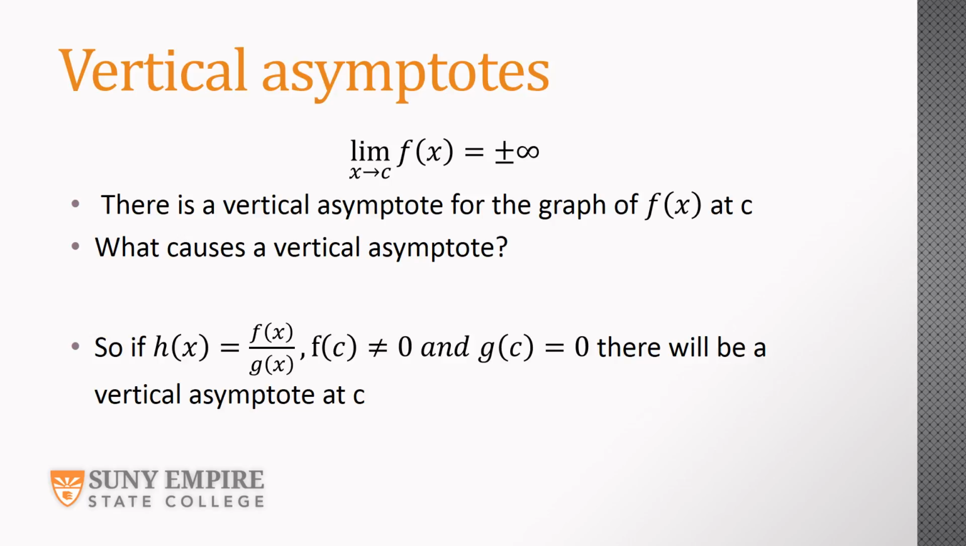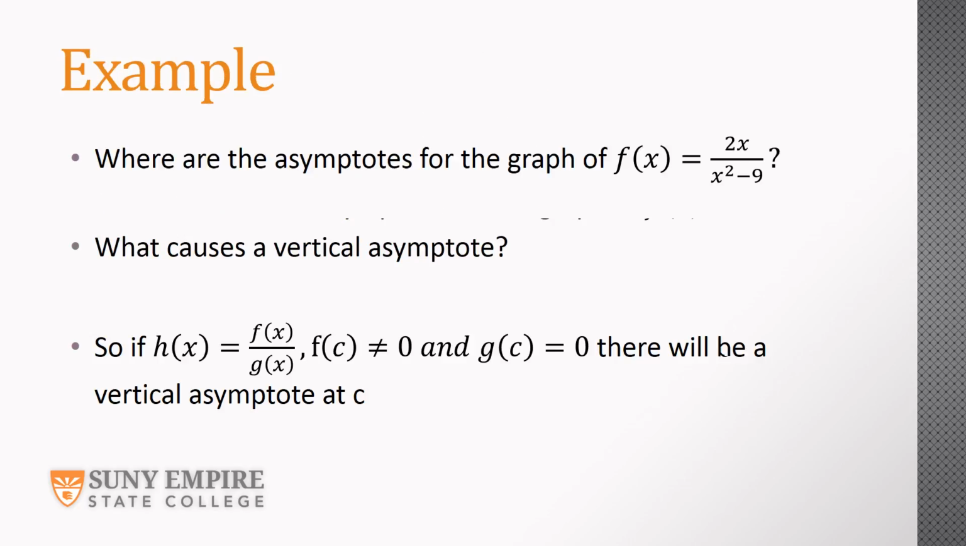If we have some rational function h of x defined by the ratio of two functions f of x and g of x, then the graph of h of x will have a vertical asymptote at c if f of c does not equal 0, but g of c does equal 0. Let's look at an example.